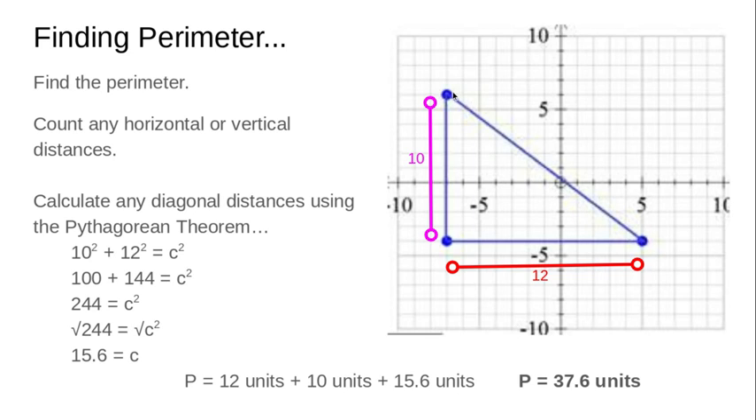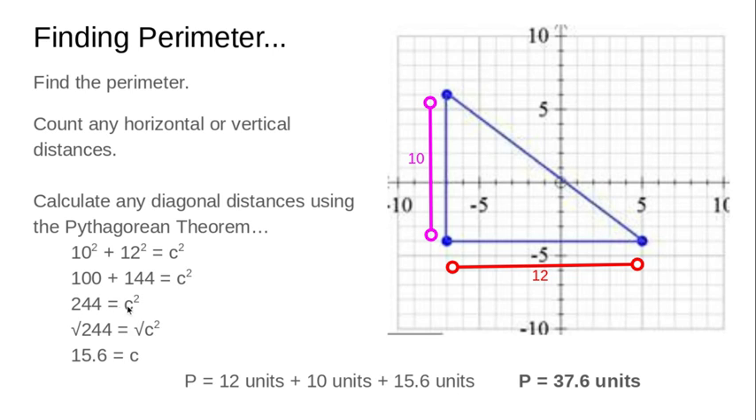However, we cannot count a diagonal distance. We're going to have to calculate that. So when we have horizontals and verticals, they make right angles. So we have a right triangle, which means we can use the Pythagorean theorem to find out the length of the hypotenuse. So we will do a squared plus b squared equals c squared. So 10 and 12 are our legs, so 10 squared plus 12 squared. 10 squared is 100, 12 squared is 144. We're going to add those and get 244.